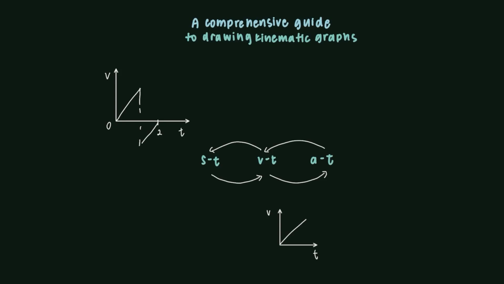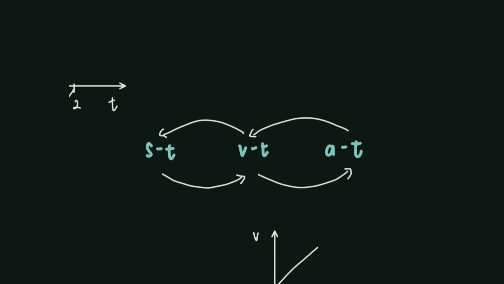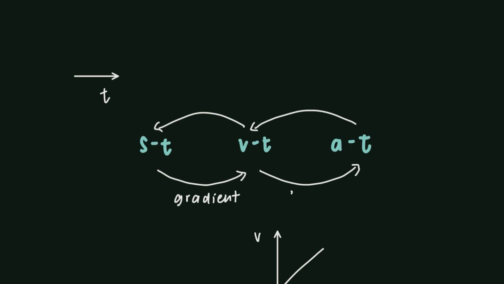Kinematics graphs basically tell you about the motion of an object. I'm going to assume you remember what displacement, velocity, and acceleration are. The relationship between the graphs is that you take the gradient of the displacement time graph to get the velocity time graph, and you take the gradient of the velocity time graph to get the acceleration time graph. To convert back to the previous graph, you just take the area under the graph.